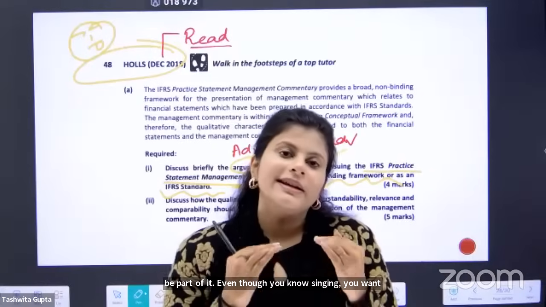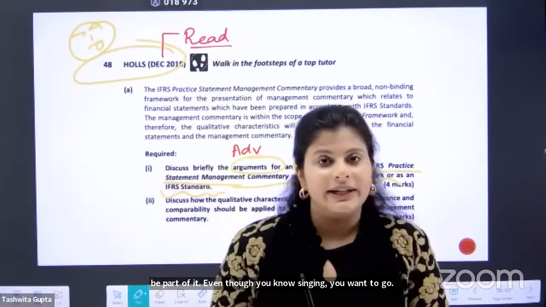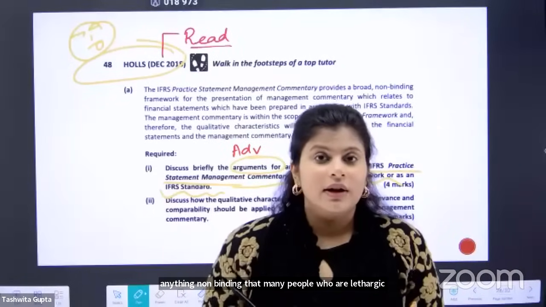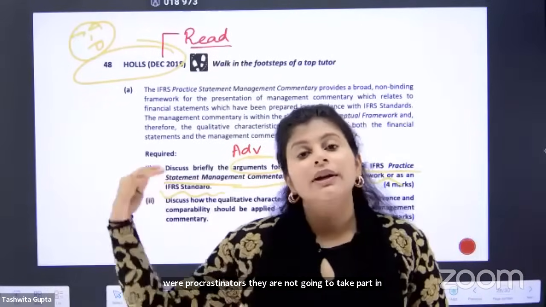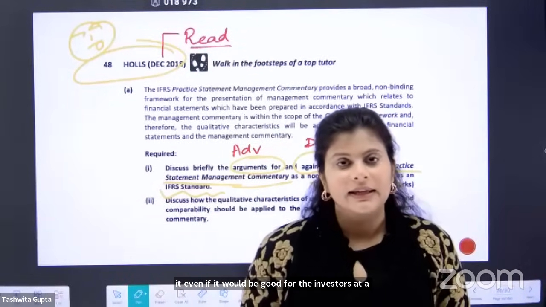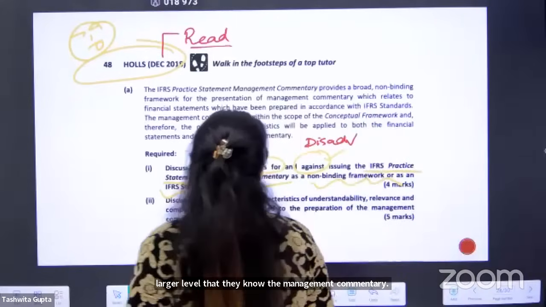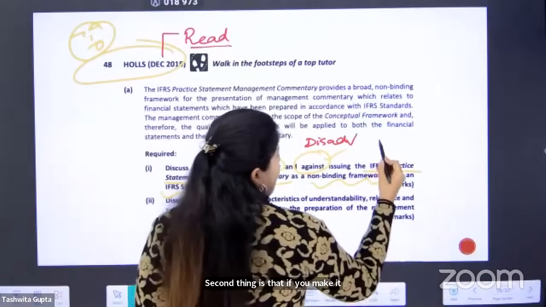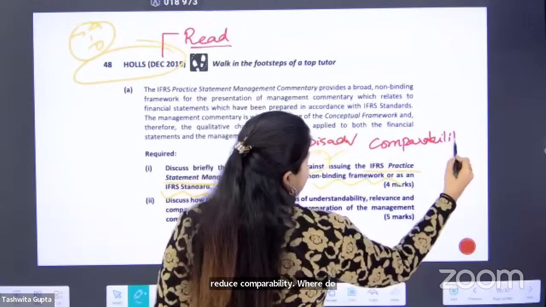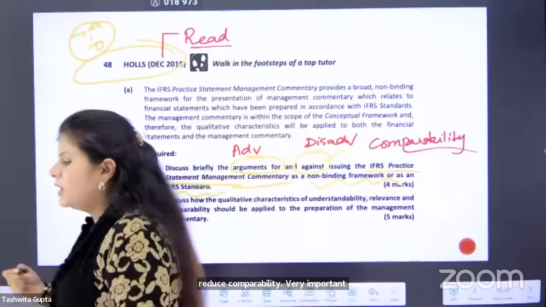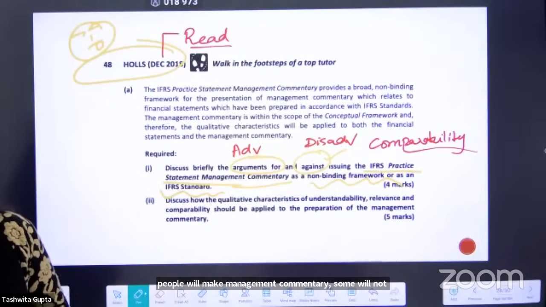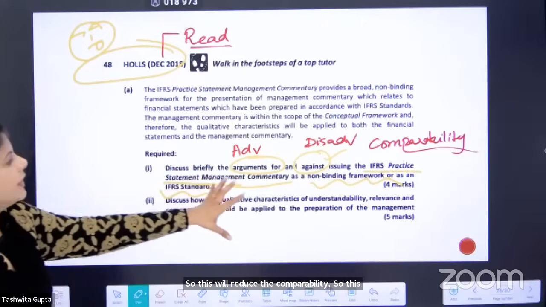So that is something which is a disadvantage of making anything non-binding, that many people who are lethargic, who are procrastinators, they are not going to take part in it, even if it would be good for the investors at a larger level that they know the management commentary. Second thing is that if you make it non-binding, it will reduce comparability. Very important point. Because some people will make management commentary, some will not make management commentary. So this will reduce the comparability. So this is something which I could have written for 4 marks.